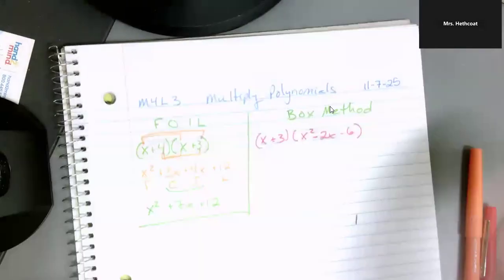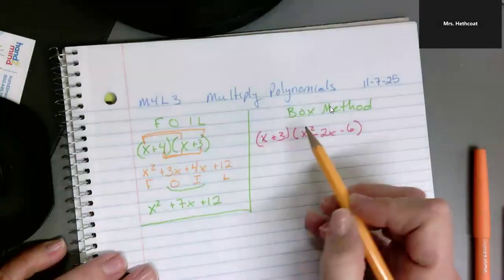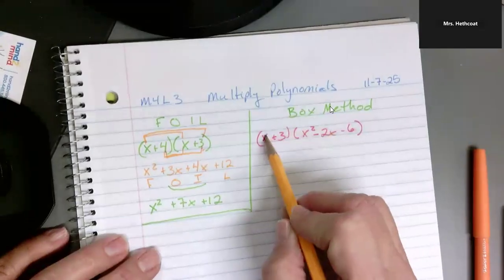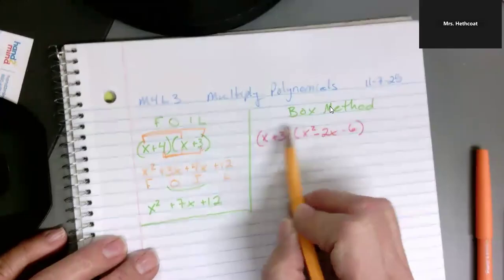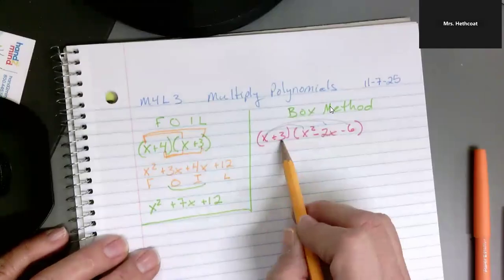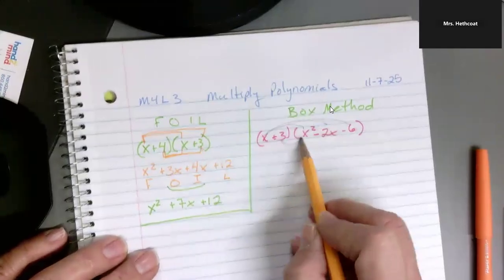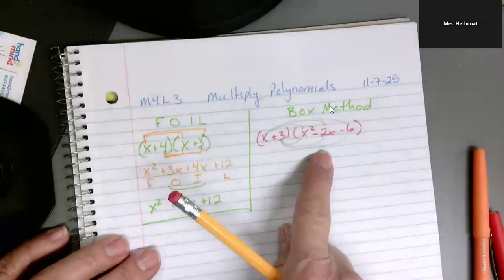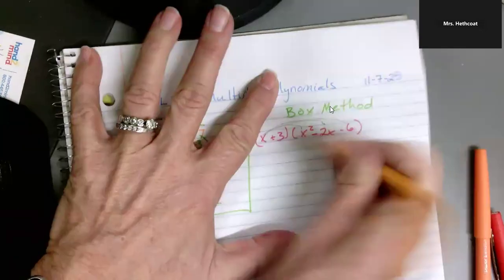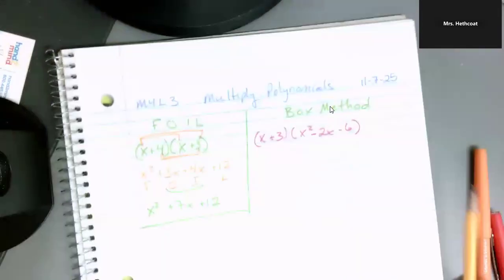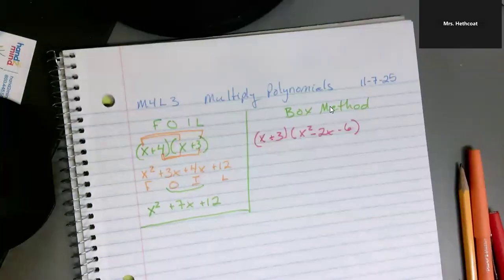Darn it. So another option is, it's still the FOIL method, you just don't call it that, but you take the first term of the polynomial and you multiply it by that, then the second term, then the third term of that. Same thing with the second term of the first polynomial. You would multiply it times the first term, then the second term, then the third term. You just have to make sure that you're multiplying everything in the first polynomial times everything in the second polynomial. Well, that's what I really enjoy about the box method, is that it's organized so you can make sure that you multiply each term by each term in the other polynomial.